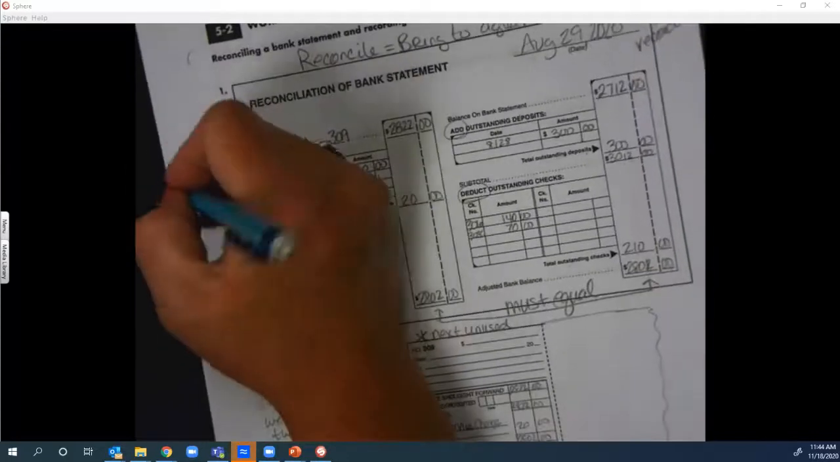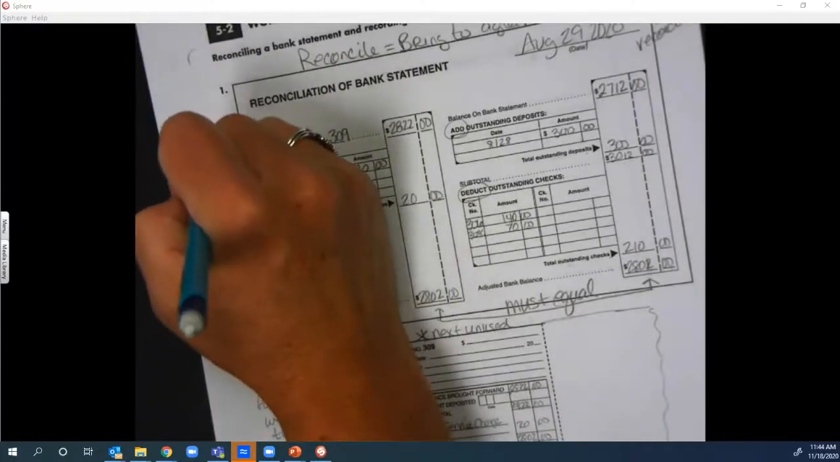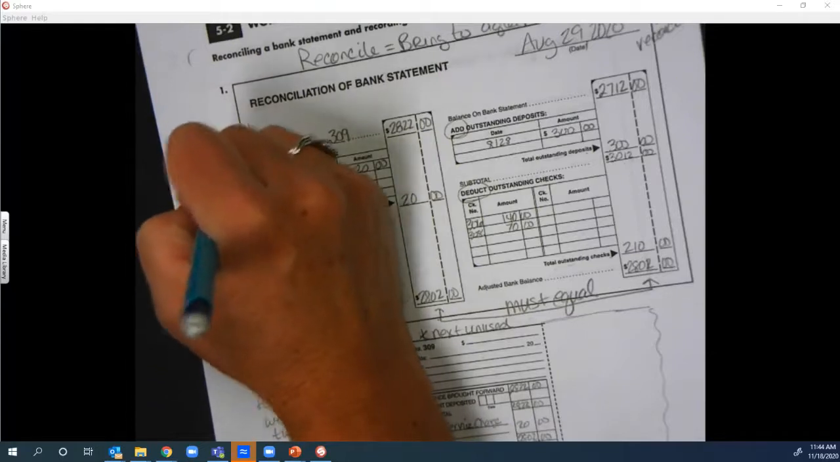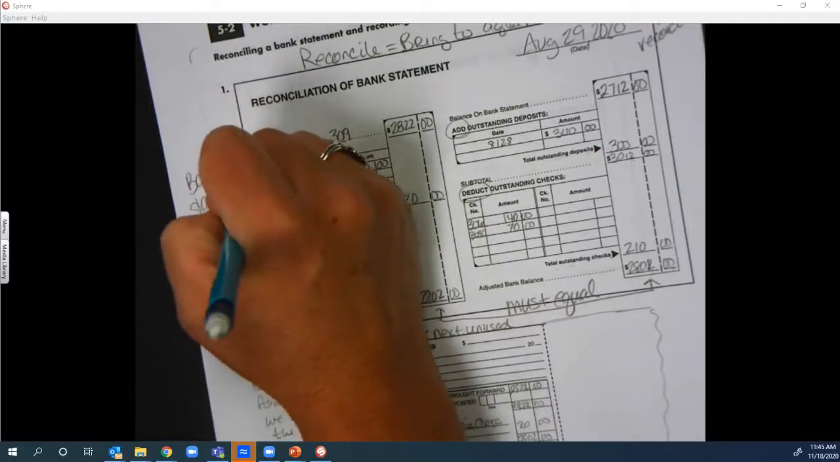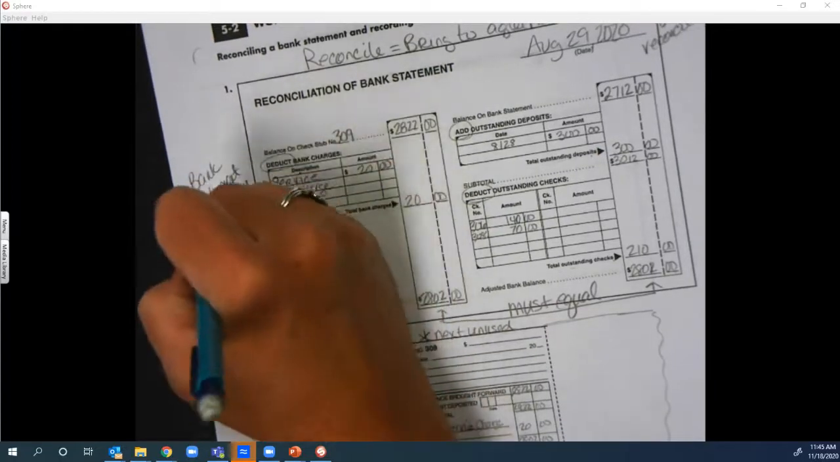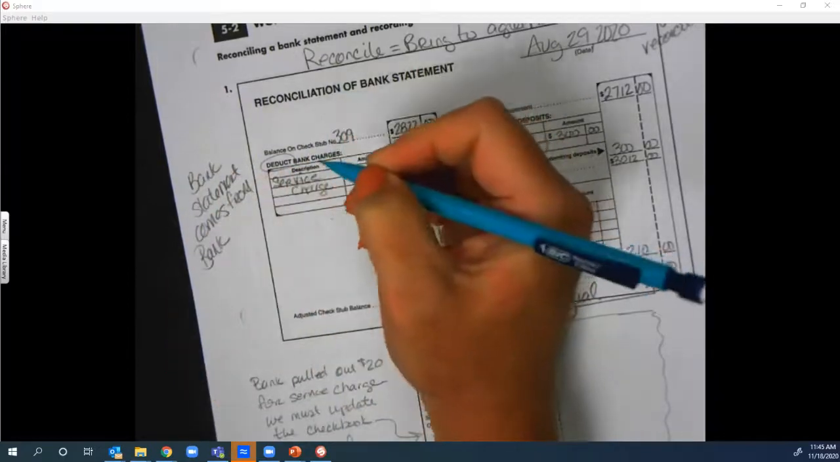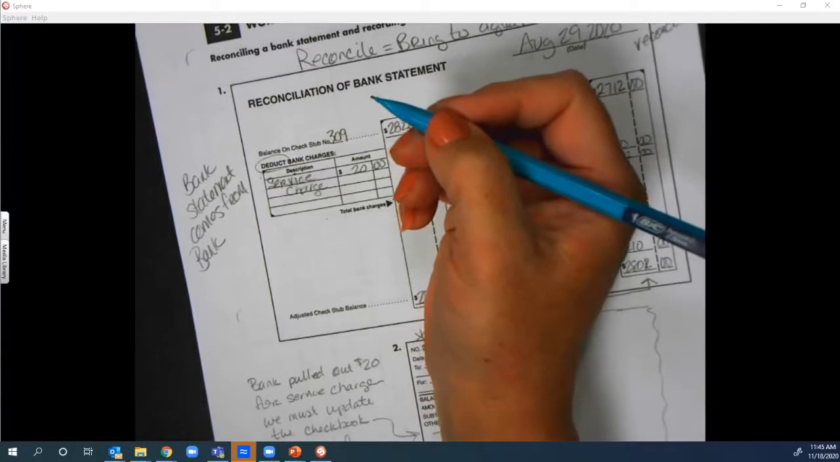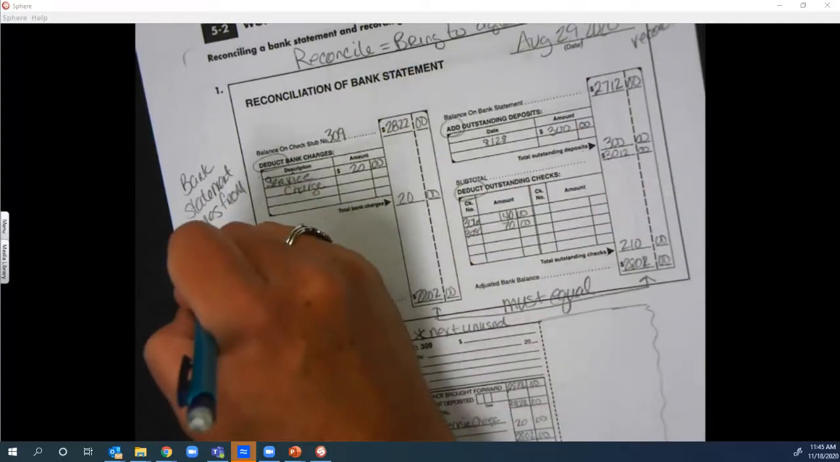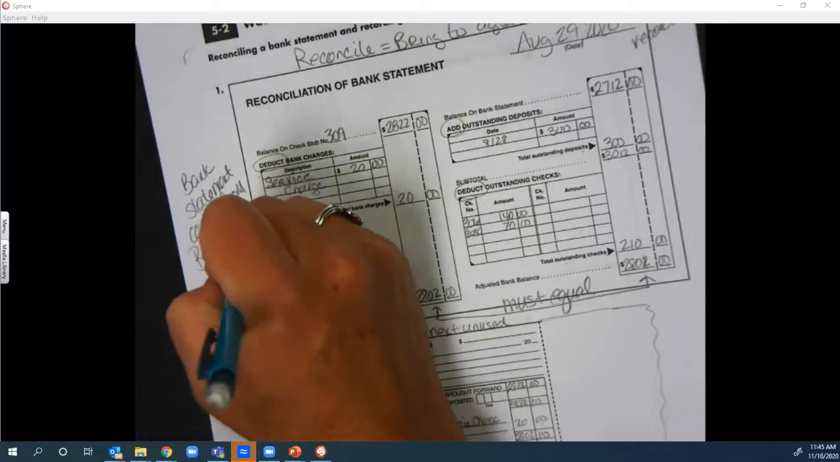All right, who sends us our bank statement? The bank. So the bank statement comes from the bank. How often? What do you think? Not quarterly. What's probably another option? Monthly, right? So usually you'll get one per month.